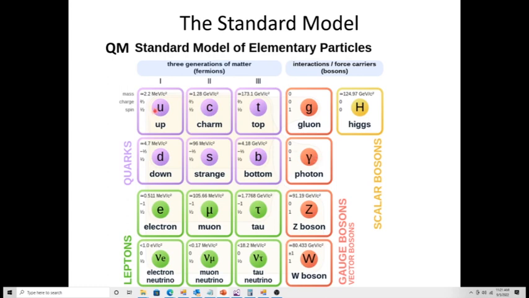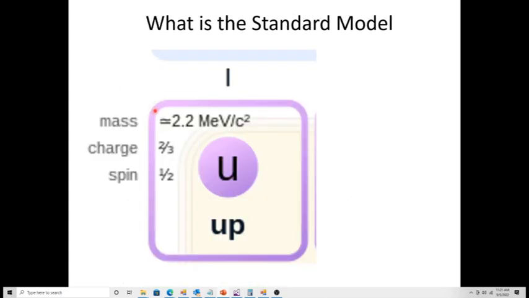Well, if we focus in on this upper level guy here, you see they have a mass. They have the mass of the up quark, and the mass is 2 million electron volts per c squared. And the charge is 2/3, and the spin is 1/2. All of these properties are intrinsic. They're inside the particle and inseparable from the particle.